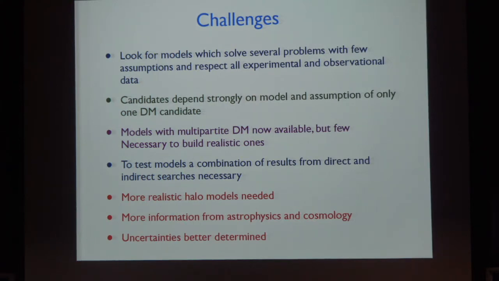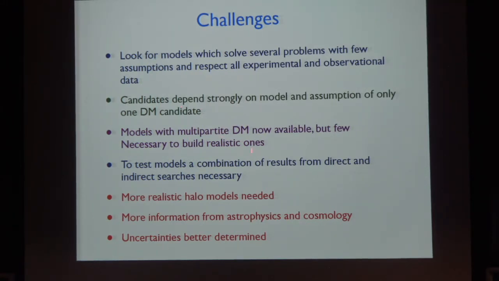So from the particle physics point of view, what we want to look for is models which are not one-trick pony, but which solve several problems, not all problems, because that is a very vast challenge, but at least more than one problem at the same time, with few assumptions, and that respect all experimental and observational data. And then here, not only the bounds that come from the direct detection or direct production in the LHC, but also from astrophysical and cosmological bounds. So, say 10, 15 years ago, people wouldn't worry too much about this, but now with the cosmological and astrophysical uncertainties getting a lot smaller, it's absolutely a must.